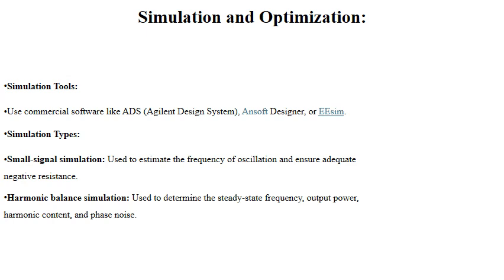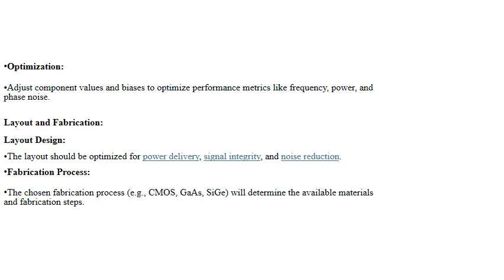Simulation. In order to do the simulation of this oscillator, we use commercial software like ADS, Advanced Design System, and Sonnet or AWR. As for simulation types, there are two types: small signal simulation and harmonic balance simulation. And after simulation, we need to do optimization and then layout and fabrication. The layout should be optimized for power delivery, signal integrity, and noise reduction. The fabrication process, CMOS, gallium arsenide, or SiGe, will determine the available materials and fabrication types.